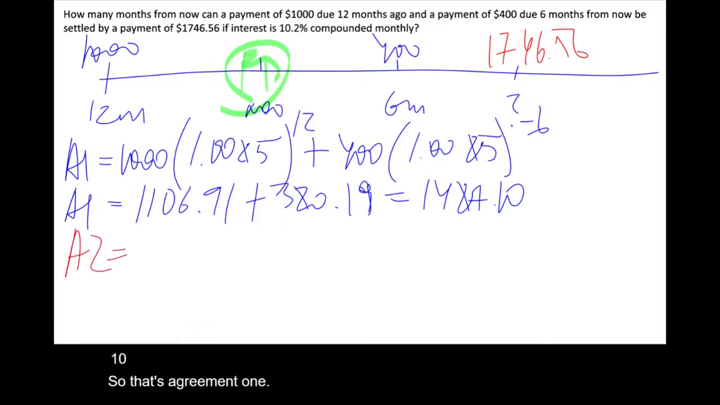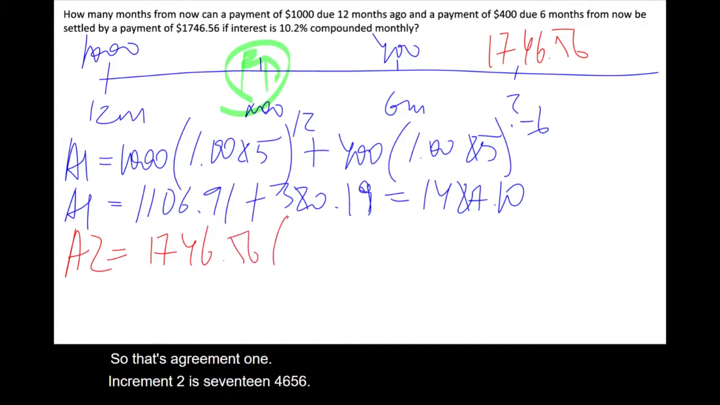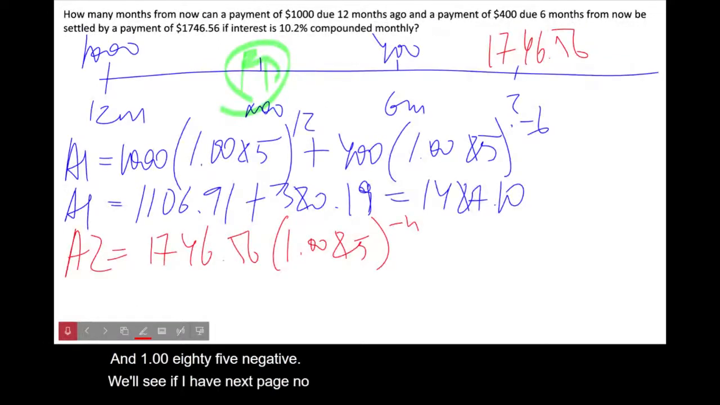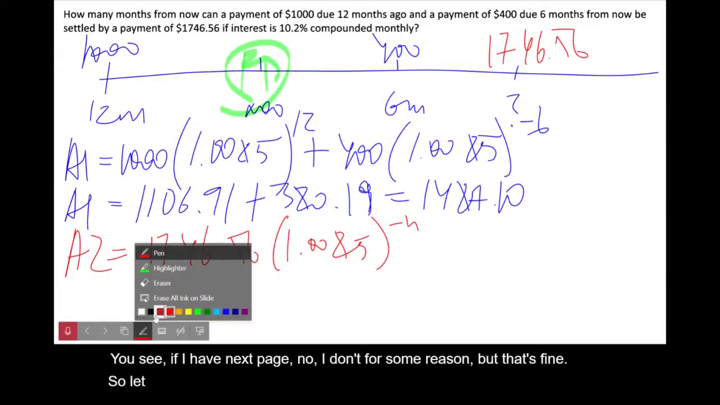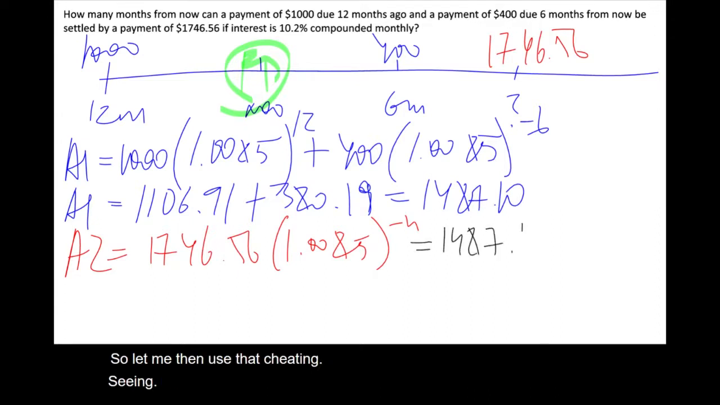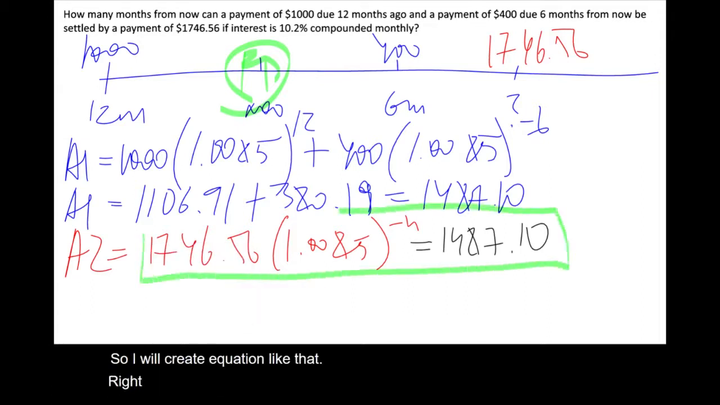Agreement 2 is 1746.56 and 1.0085 negative n. Let me see if I have next page. No, I don't for some reason, but that's fine. So let me then use that cheating thing. So I will create an equation like that. Right? That's my equation.